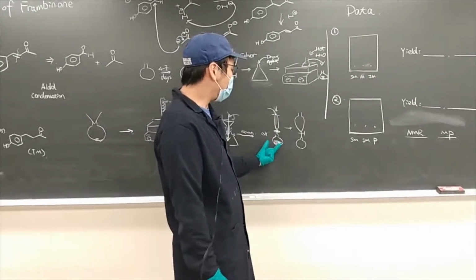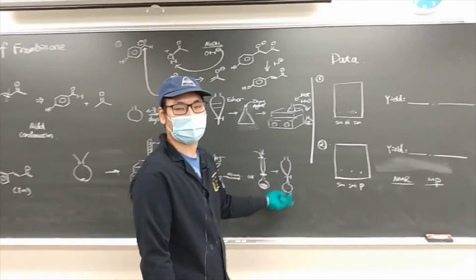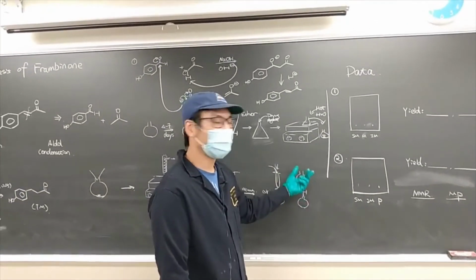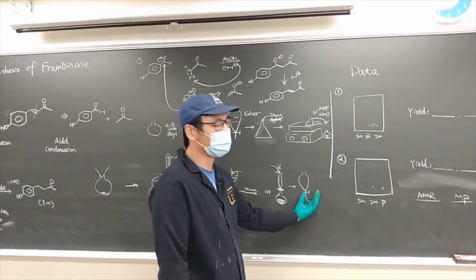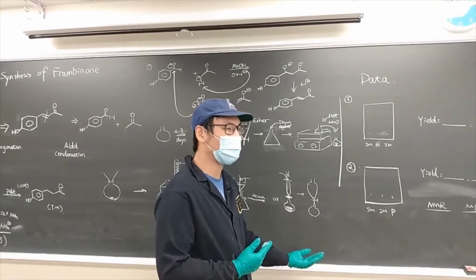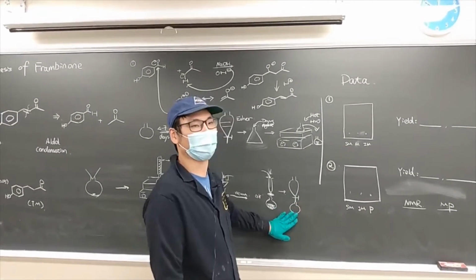Once we have all the product here, we will do the final extraction, and all the product will go to the organic phase. Then we do the rotovap and concentrate it out, and we will have our final product.